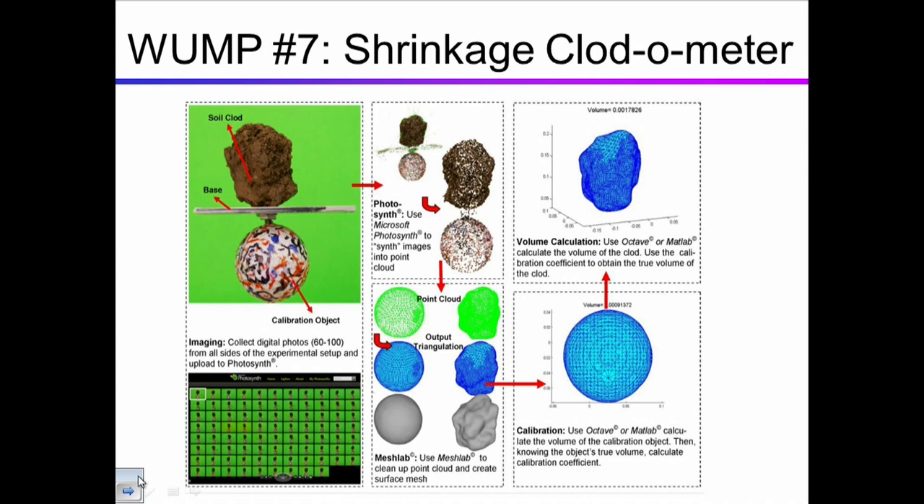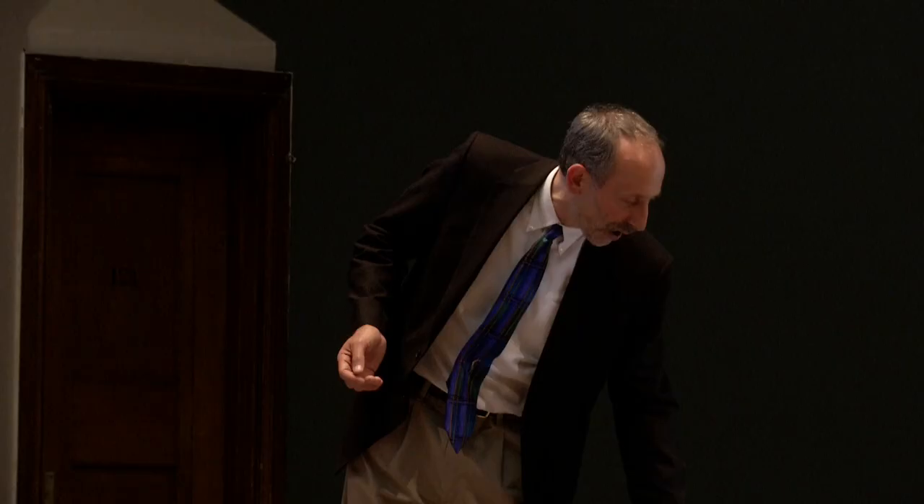It turns out, if you use a golf ball as a reference, and you have your clod up top, you simply spin the thing around and take lots of pictures. And there's this program called Photosynth that will reconstruct a three-dimensional representation of what you've taken the pictures of automatically. And then you can simply fit a surface to it, and you have the volume. And we're able to, therefore, use the golf ball as a reference, calculate the volume of our clods, and then get the whole shrinkage ratio in time and in water content.